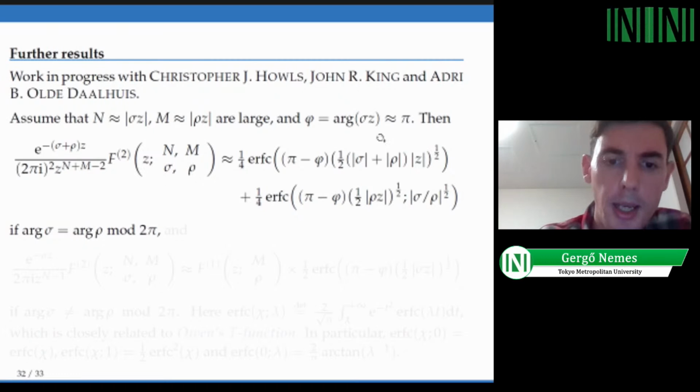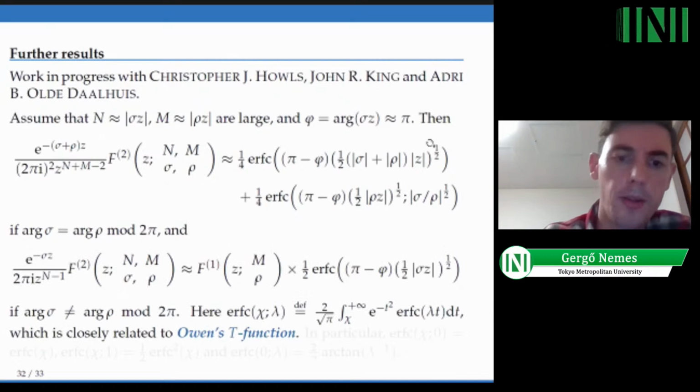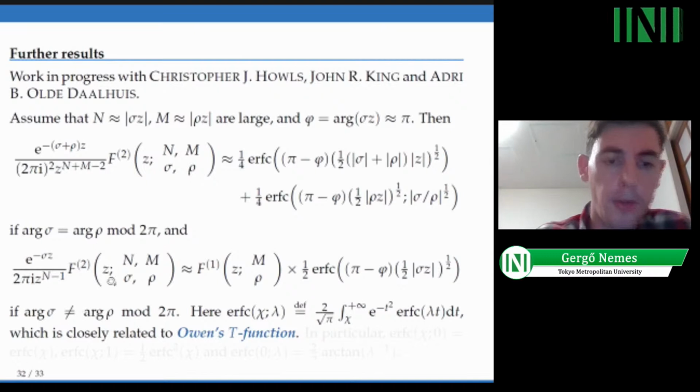Here the complementary error function appears, but also a new function which has two arguments divided by this semicolon. I will show you what it is in a moment. And we have a version when the singulants are pointing in different directions, then the behavior is described by an F1 function times a complementary error function, so it's much simpler.